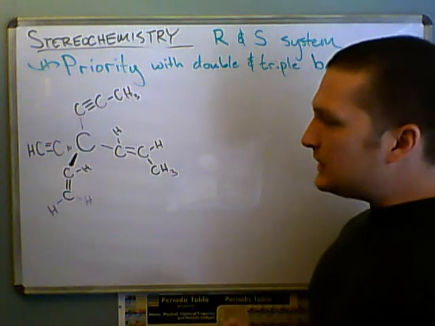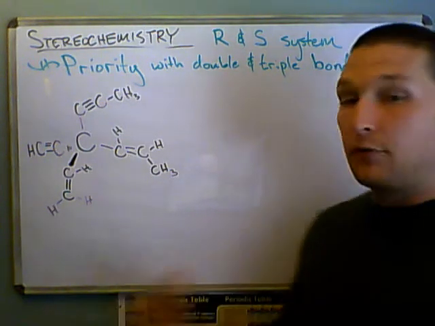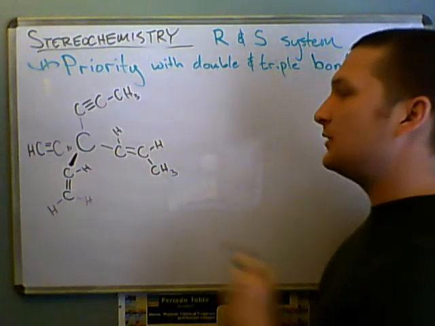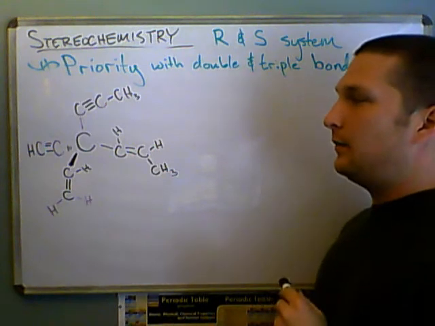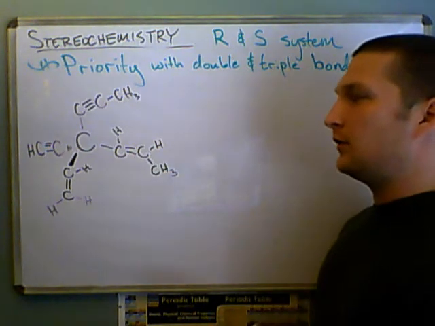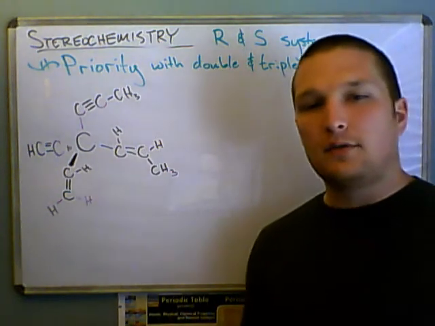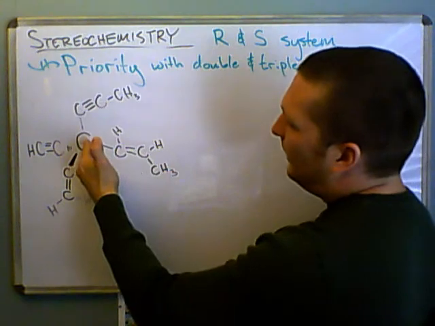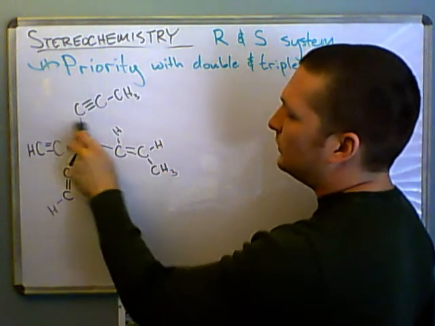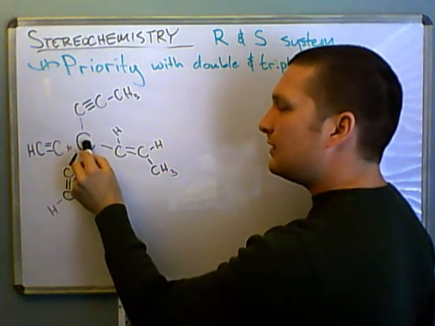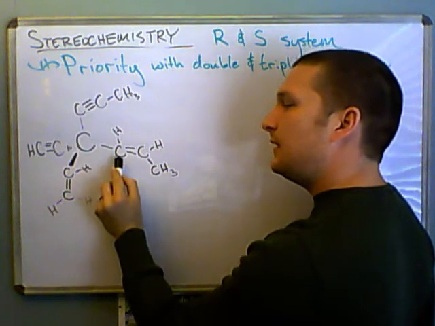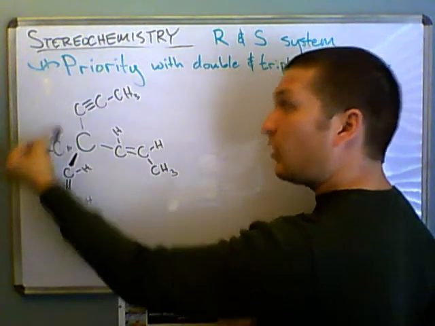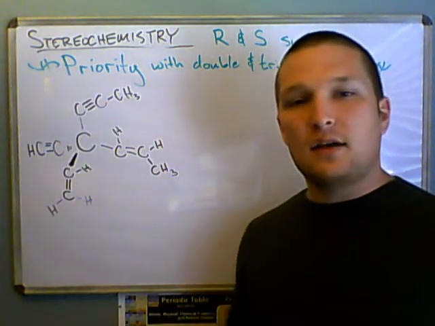Now, what we need to do is assign priority, obviously. The way that we assign priority with double and triple bonds is a little bit different. But the first thing that I want to do is see where a point of difference is. Here's my central carbon. I'm going to move to the thing that's directly attached to it. In this case, it's a carbon. In this case, it's a carbon. Over here, a carbon and a carbon. So there's no points of difference.